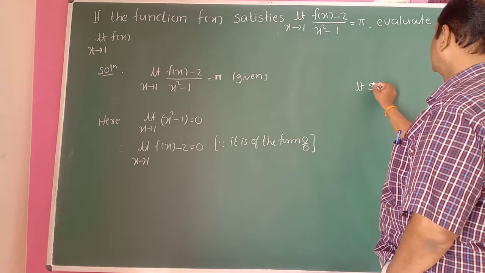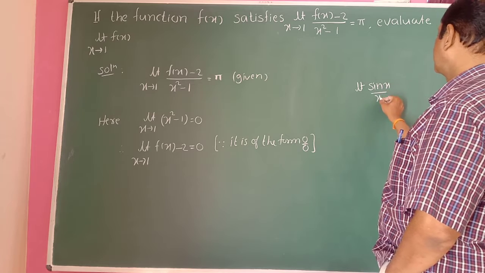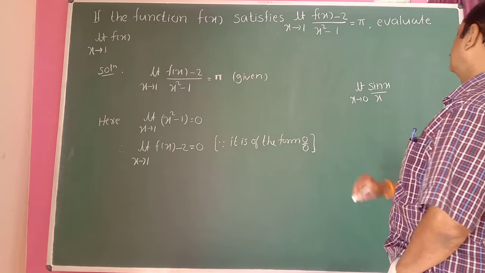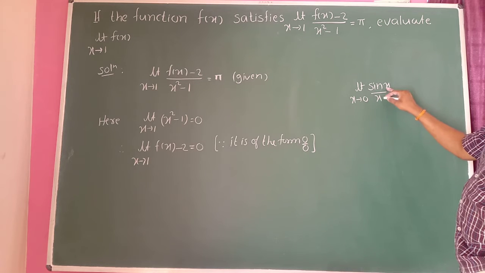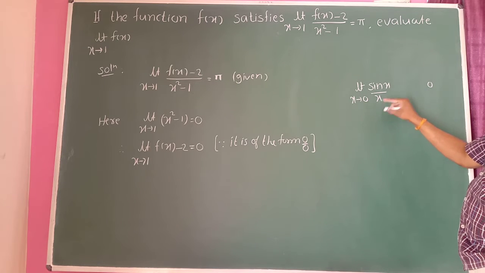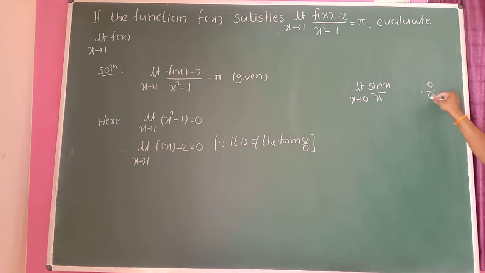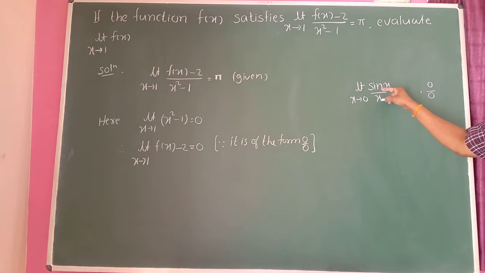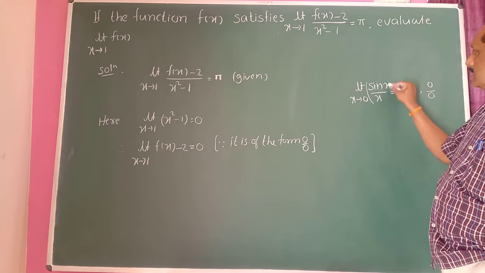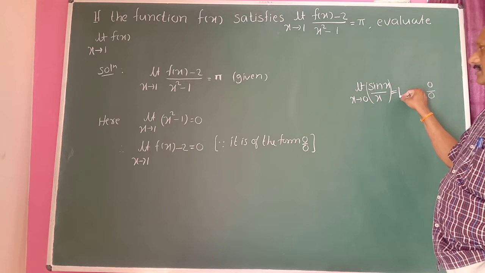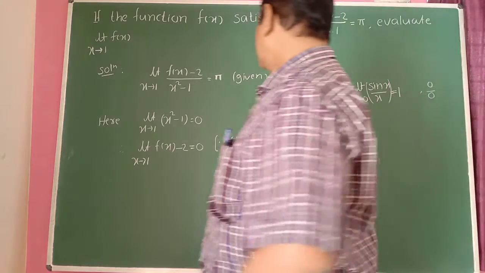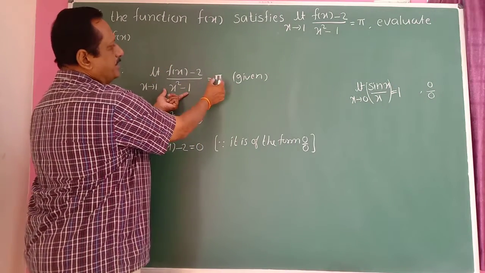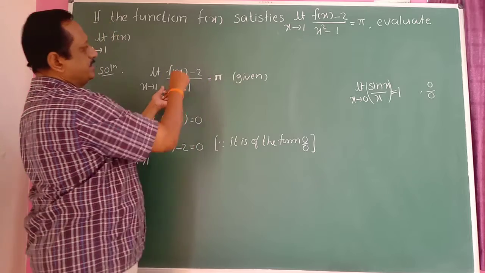The limit of sin x divided by x as x tends to 0. Then the limit of the numerator is 0, and the limit of the denominator is also 0, which means it is a 0 by 0 form. But you know the formula: the limit of sin x upon x as x tends to 0 is 1. If you directly substitute 0, it is a 0 upon 0 form, but according to the formula, the value of this limit is 1. Therefore, in this case, the value of this limit is pi. It is a constant, a definite value, which means this limit exists here.